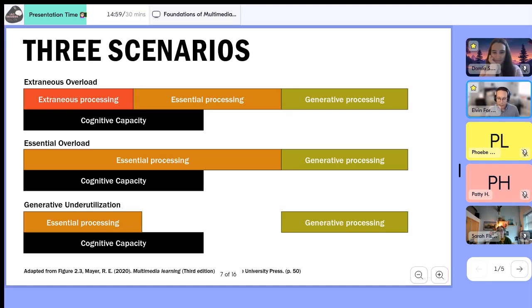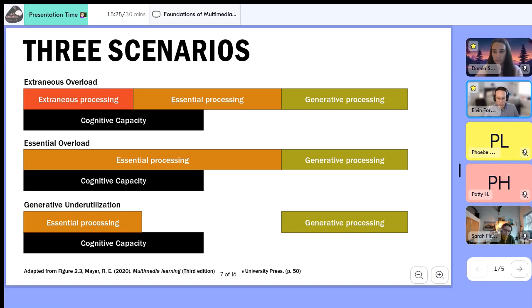And this is a figure from Mayer, I just kind of redid. There are three common scenarios in learning that your class probably falls under one of these. And keep in mind that when we talk about cognitive capacity, we're talking about the individual learner's capacity, right? So the cognitive capacity for one learner may be different than another. But the first one is extraneous overload.